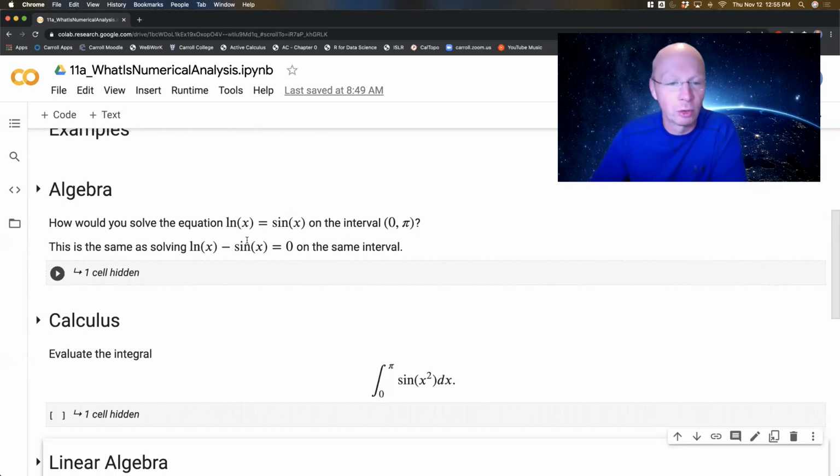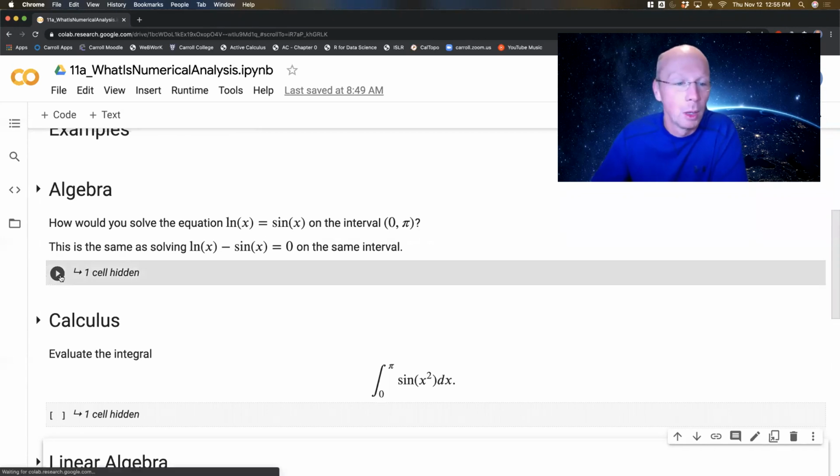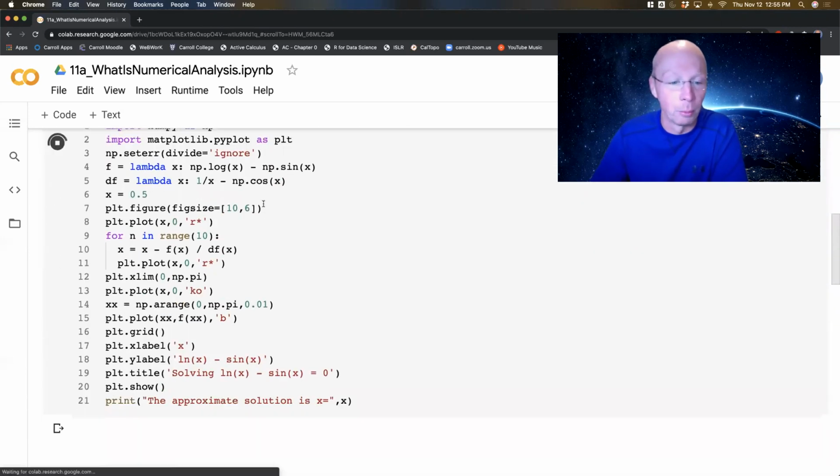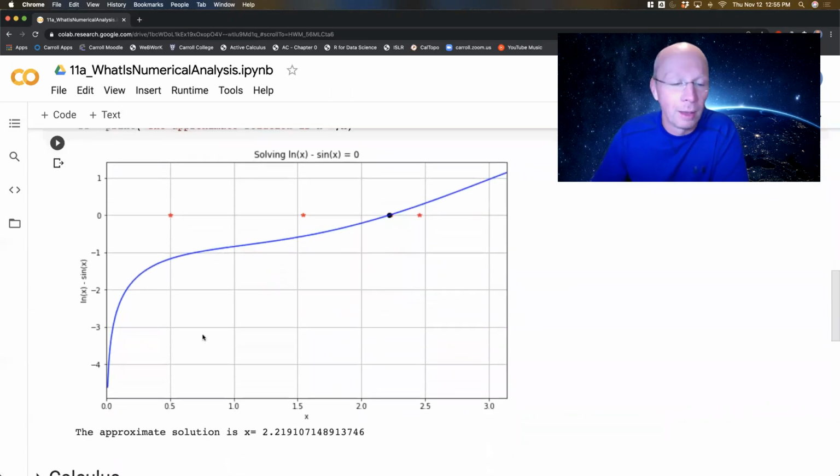Now, what I'm going to do is subtract the sine x over and say, let's look at log x minus sine x equals 0 as the problem. And what I've done here is I've written some code, which you can completely ignore at the moment. I've got log x minus sine x as my function. I want to figure out where it equals 0. And these stars and dots here represent successive, better and better guesses for where that solution is. And the black dot is finally our final guess. And we say it's about 2.219. And it ran in a second or two. It was super quick. So this is the sort of numerical algebra problem that we might solve.